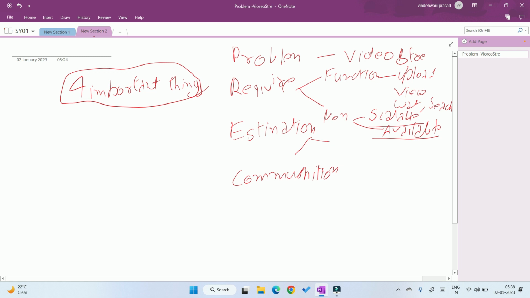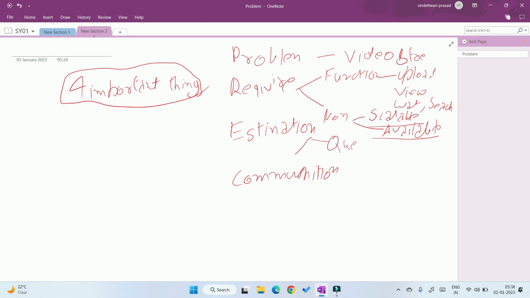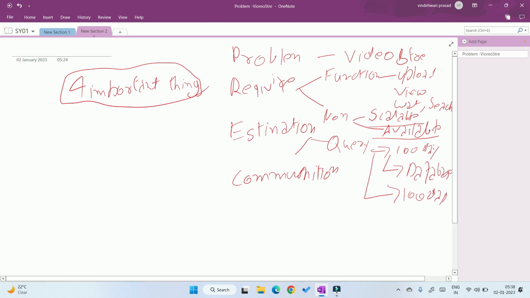Next, you do the estimation process. Estimation means how many queries people search. Let's suppose hundreds of videos are uploaded daily on your video streaming platform. So how much database do you require for this system? Let's suppose thousands of people watch videos daily. So you have to add that, and work out how much data is total required for this.